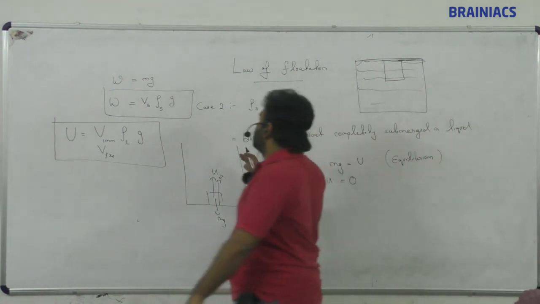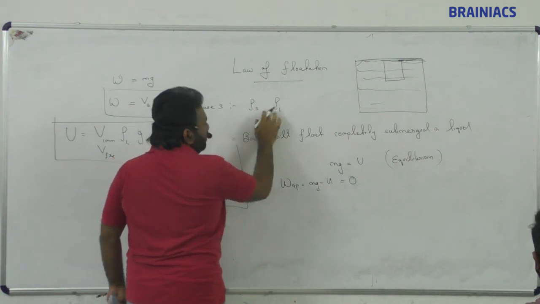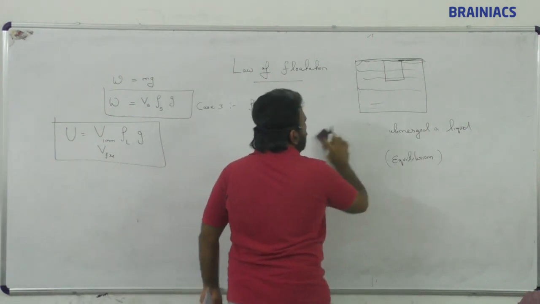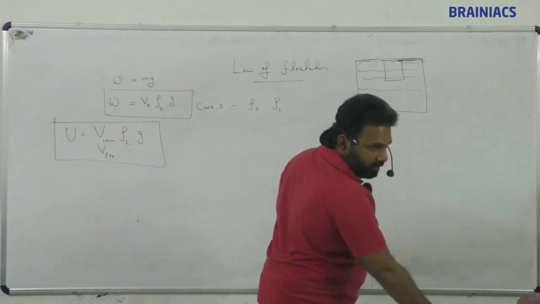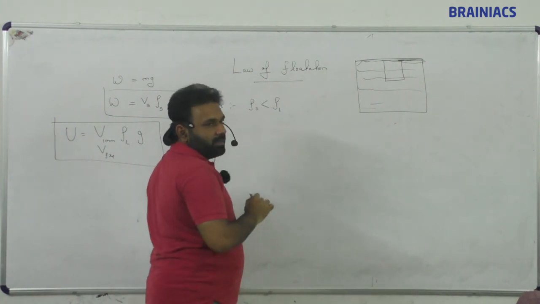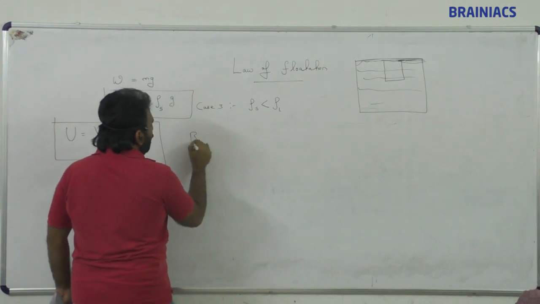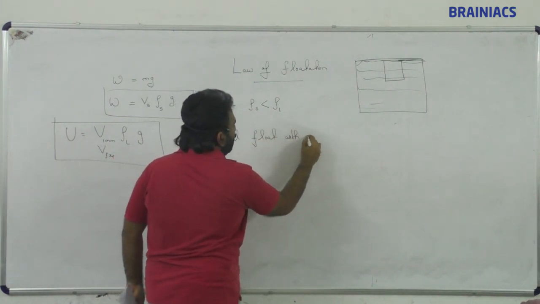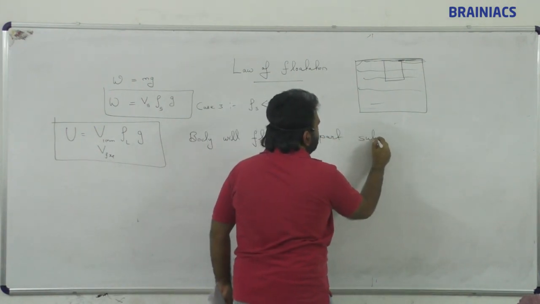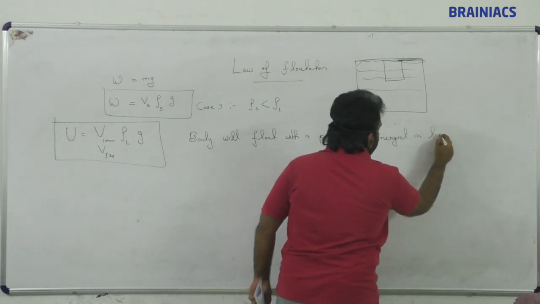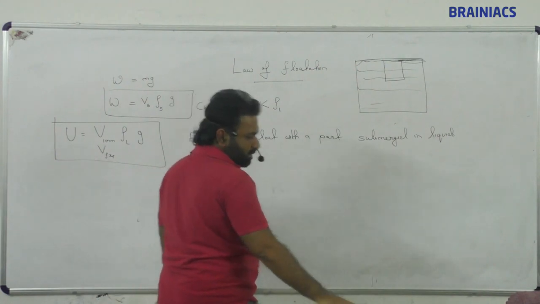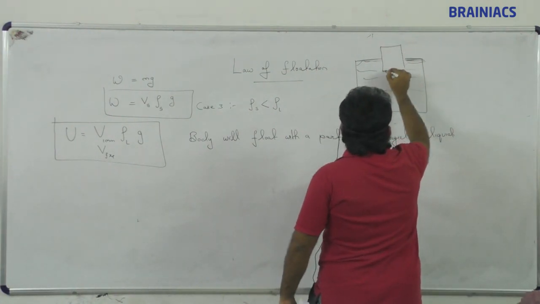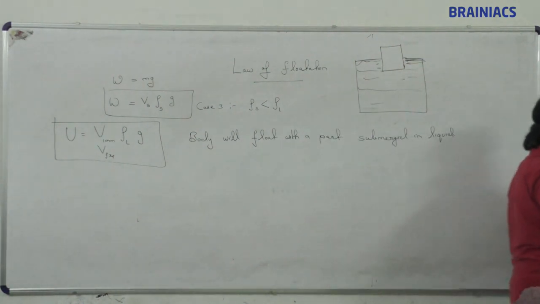Okay, third case. Previously, the first case was density of the body greater than density of the liquid. Then density of the solid became equal to the liquid. Now this time density of the solid is less than density of the liquid. So the effect will be the body will float with a part submerged in the liquid. Just like this. Just a part of the body will be inside, the remaining part will be outside. Clear or what?